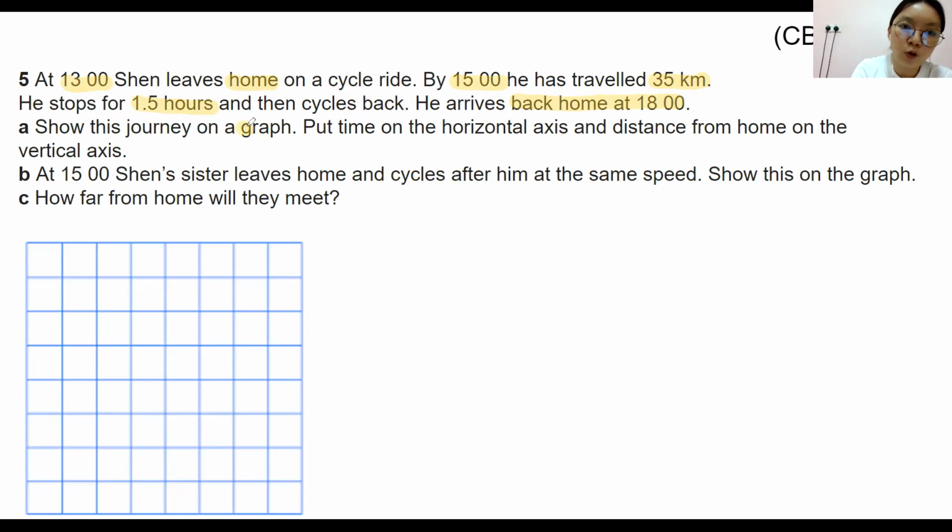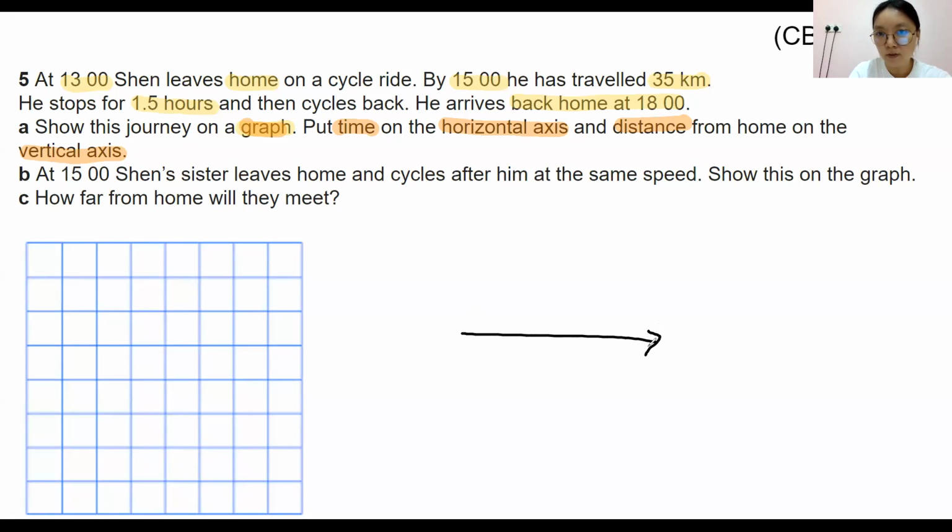So draw a graph then. Very clearly, it says that I need to put my time on the horizontal axis, and the distance from home on the vertical axis. Enough information. Let's try to sketch the graph.